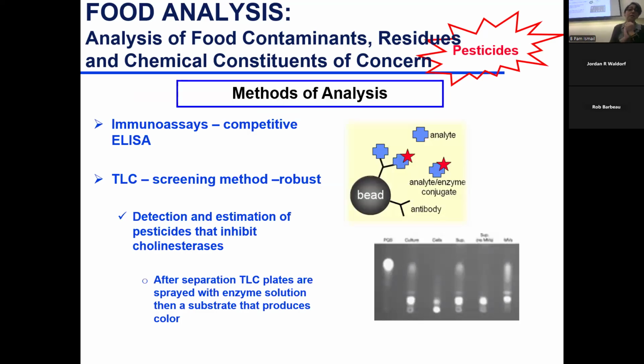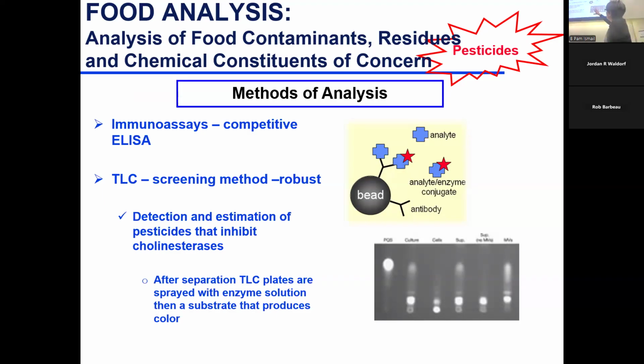Immunoassays, we just explained that, but if we're using immunoassays for pesticides, there are small molecules, so we use comparative ELISA. We cannot use sandwich ELISA. Now, the most common screening method is you use thin layer chromatography to separate.